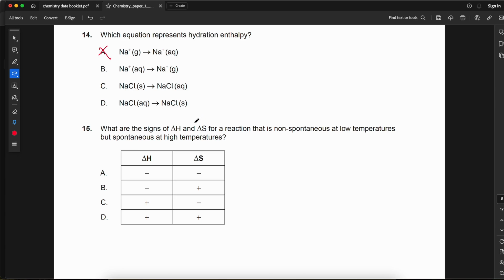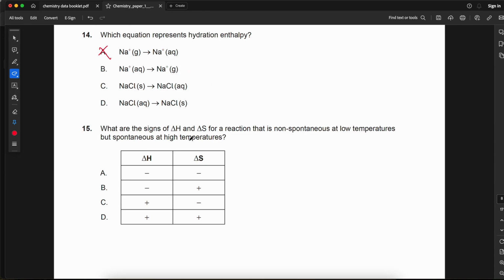As you know, lattice enthalpy is the first stage, first breaking apart an ionic compound into gaseous atoms, and then the second stage will be hydration enthalpy, where this gaseous atom that is already broken from an ionic compound will be surrounded by water molecules, so it becomes aqueous.